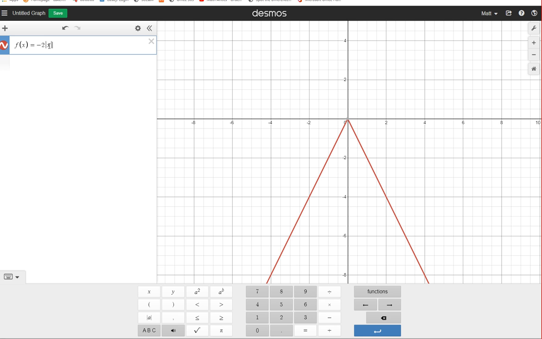Now I want to divide all of my x values. So this is going to be a horizontal compression. I want you to divide all of your x values, doing a horizontal compression by a factor of 3. So try that, and in a moment I'll show you how to do it.